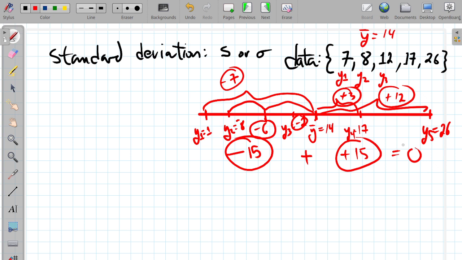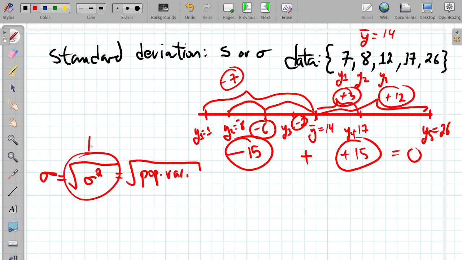The computation for this then, for the population standard deviation, which is just lowercase sigma, is the square root of the variance. And I'm just going to abbreviate that as pop var. Now, the astute amongst you may recognize this as simply saying the absolute value of the deviations. That's really all it is. The square root of a squared sum, absolute value.